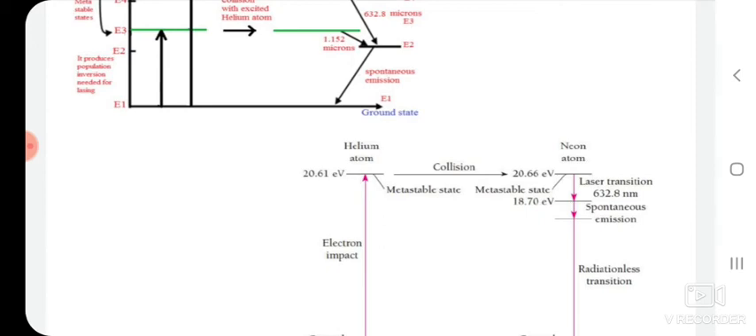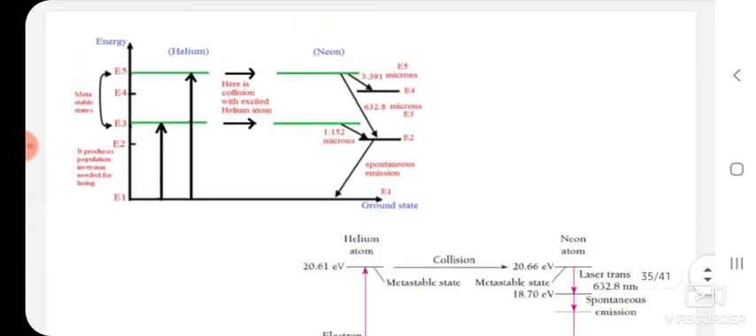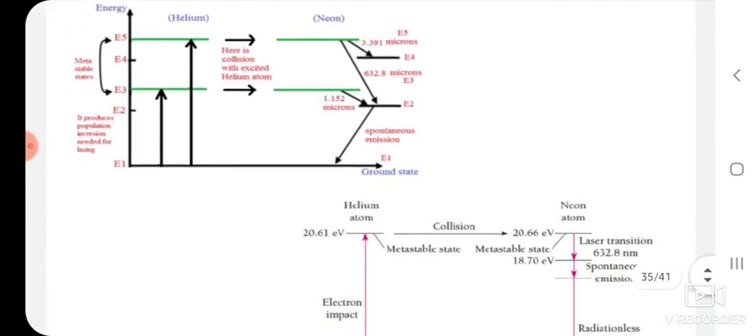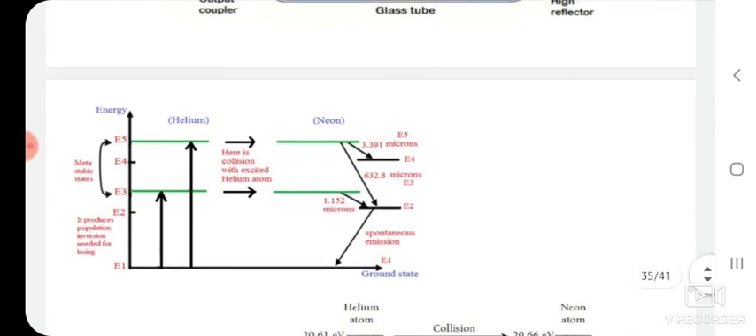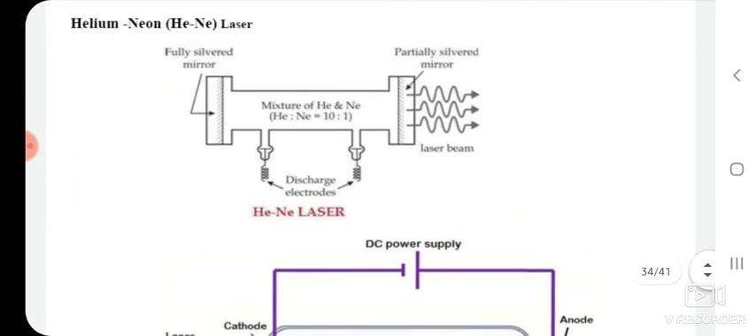For He-Ne laser, the typical laser tube is from 10 to 100 centimeter in length, and the lifetime of such a tube can be as high as 20,000 hours. The tube can work for 20,000 hours. So this is all about the He-Ne laser.